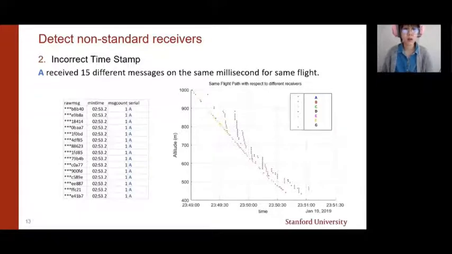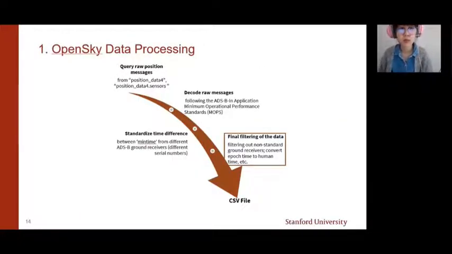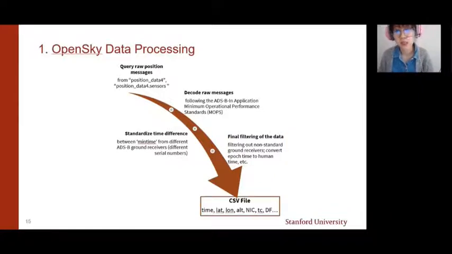So there are two common problems caused by ADS-B ground receivers' timestamps. They lead to some problems on the 3D plot and also give us some incorrect position information if we don't filter out those non-standard ground receivers. Therefore, after step 3, step 4 would be filtering out those non-standard ground receivers and doing some final touching to the data, and eventually we obtain this CSV file which contains the information of time, latitude, longitude, altitude, etc., which we decoded from the raw messages obtained from OpenSky.